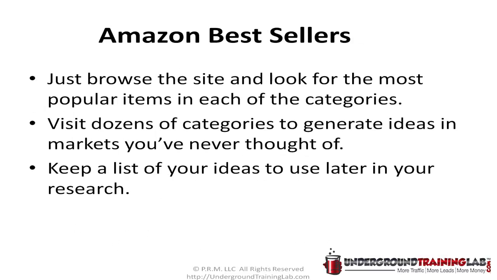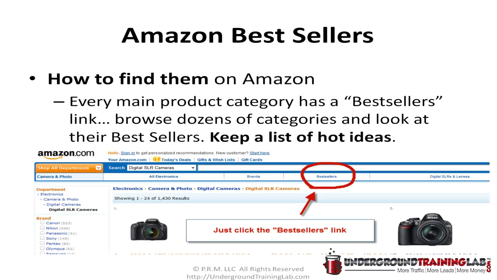Now, how to get started doing the Amazon bestsellers research? All you have to do is browse the Amazon.com website and look for the most popular items in each of the categories. Make sure that you visit dozens and dozens of different categories that you've never visited in the past. Visit new categories, look for the best sellers in those categories, and keep a list of your ideas because we're going to use that later in our research. How do you find the best sellers? Well, it's really quite simple.